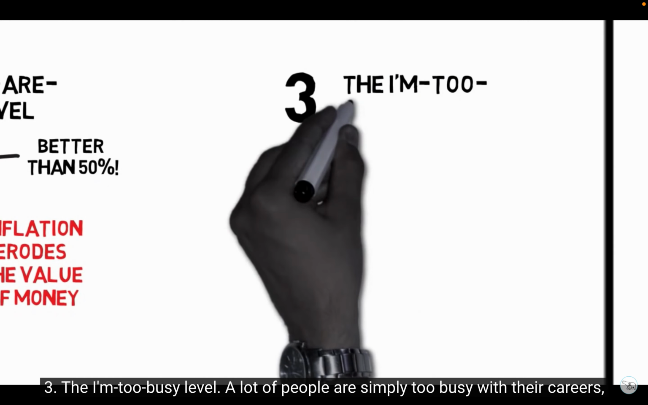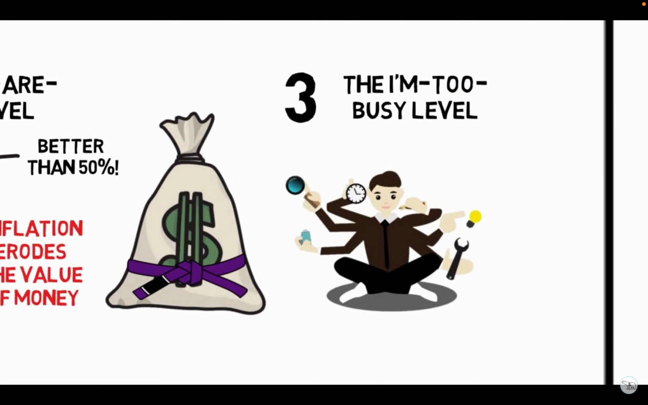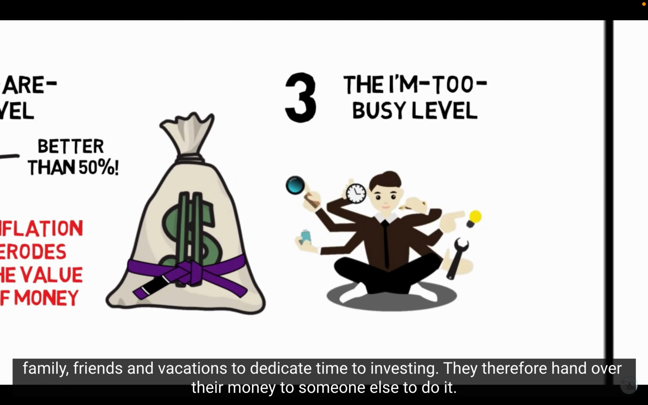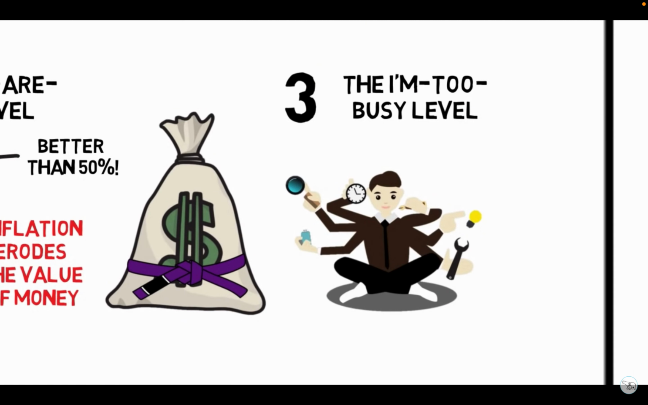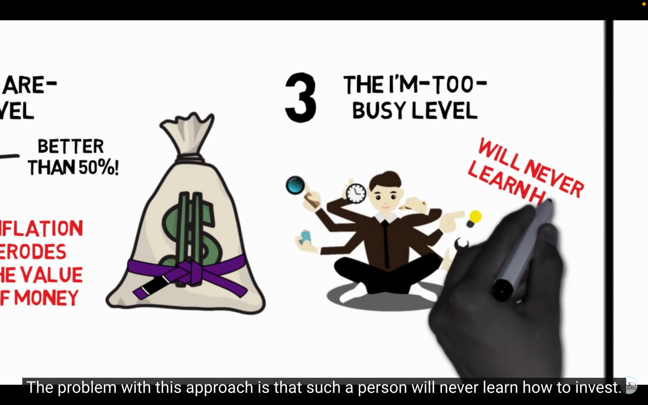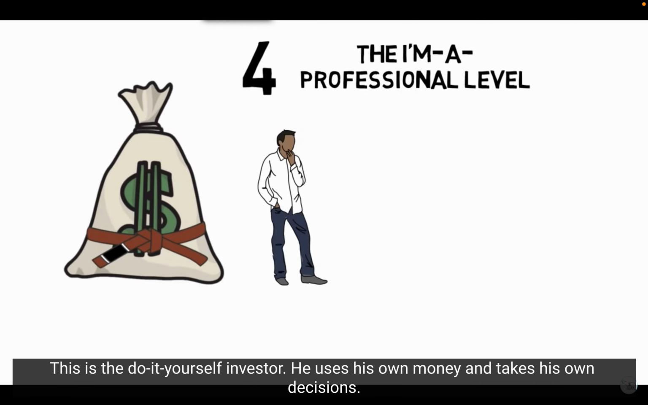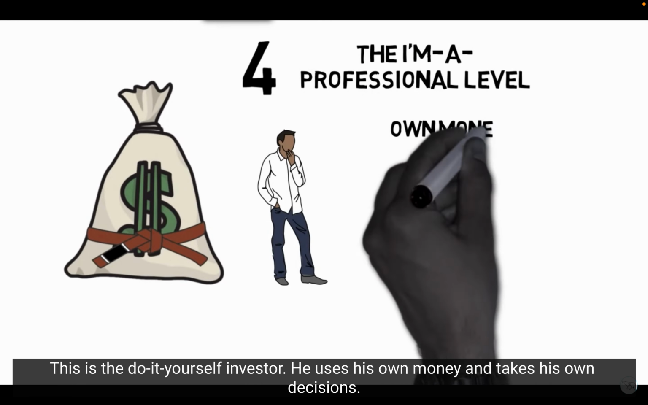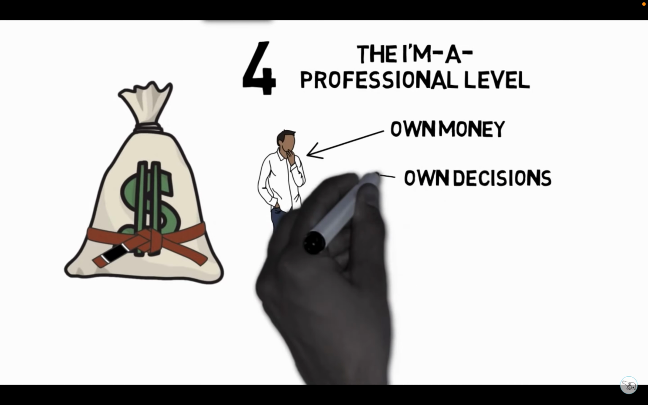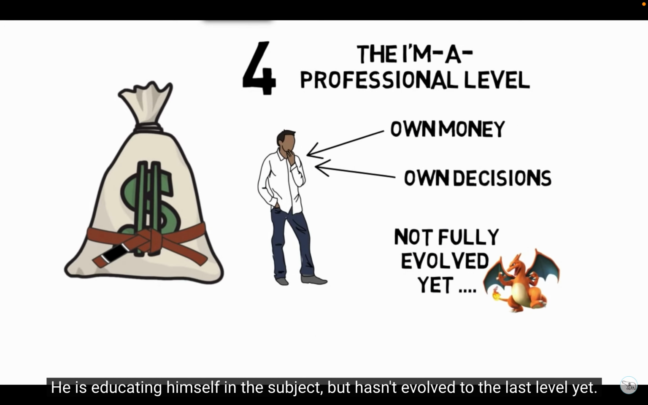3. The I'm too busy level. A lot of people are simply too busy with their careers, family, friends, and vacations to dedicate time to investing. They therefore hand over their money to someone else to do it. The problem with this approach is that such a person will never learn how to invest. 4. The I'm a professional level. This is the do-it-yourself investor. He uses his own money and takes his own decisions. He is educating himself in the subject, but hasn't evolved to the last level yet.